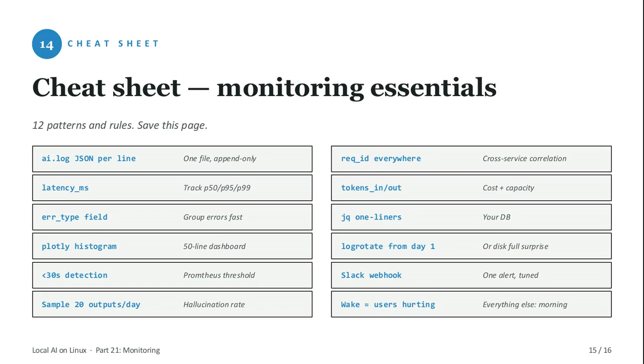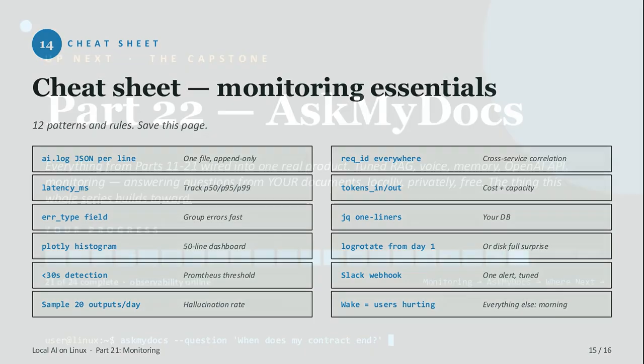12 patterns worth screenshotting. Left column is your data plane. 1 append-only AI.log, latency in milliseconds with P50, P95, and P99, an error type field for fast grouping, a tiny Plotly histogram, sub-30-second detection, and 20 sampled outputs a day to catch hallucinations. Right column is the operational glue: request ID everywhere, tokens in and out for cost, jq as your query engine, logrotate from day 1, 1 tuned Slack webhook, and the rule that wakes you only when users are actually hurting. Save the page.